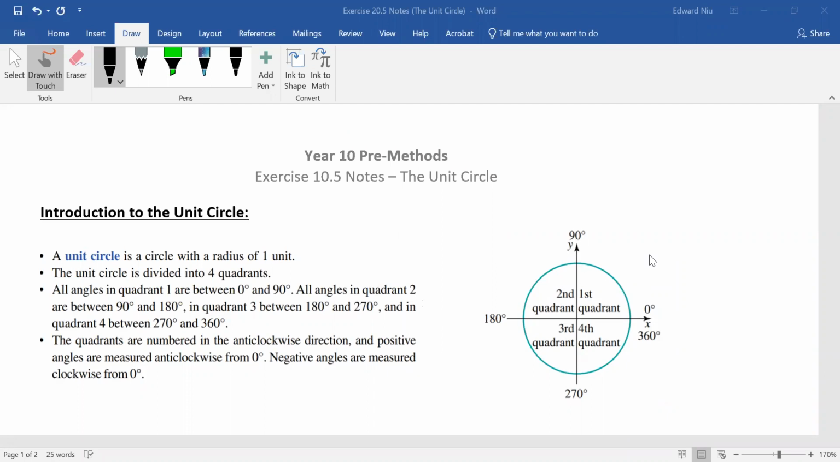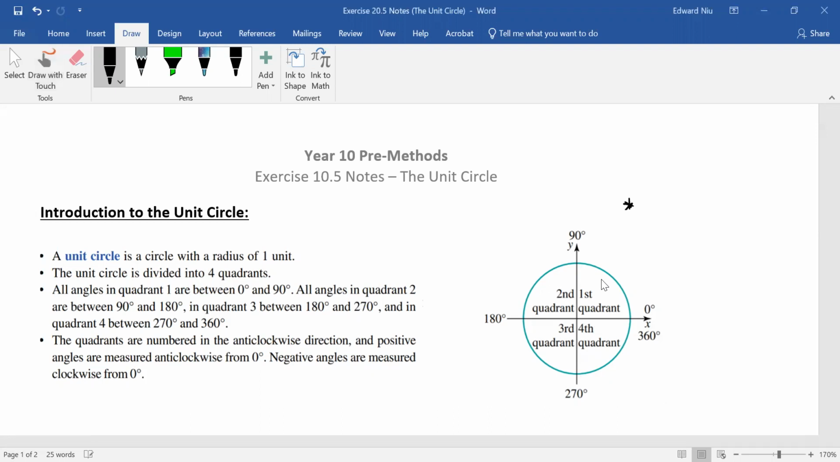Today, we're going to take a look at exercise 10.5, the unit circle. So the biggest thing for you guys to understand about the unit circle is that each intercept on the X and Y axes is always going to be 1. Here would be 1, 0. Here would be coordinate 0, 1. This here would be negative 1 and 0. And then down here, this would be 0, negative 1. And so what that means is the radius is always going to be equal to 1.